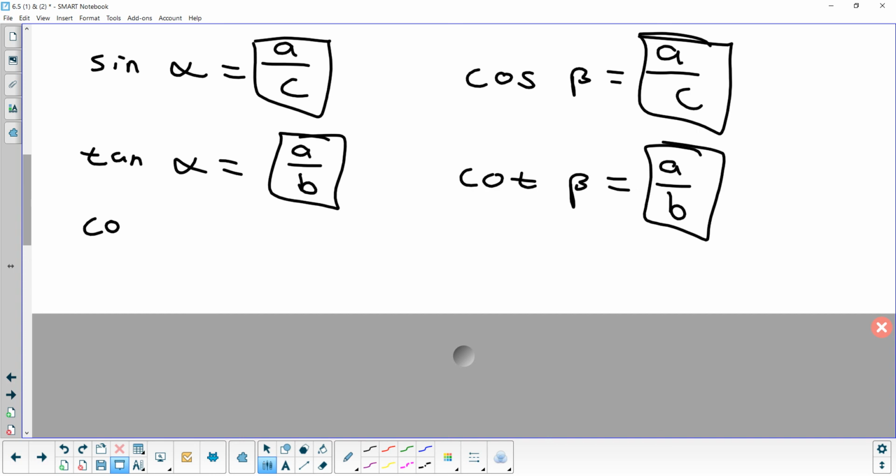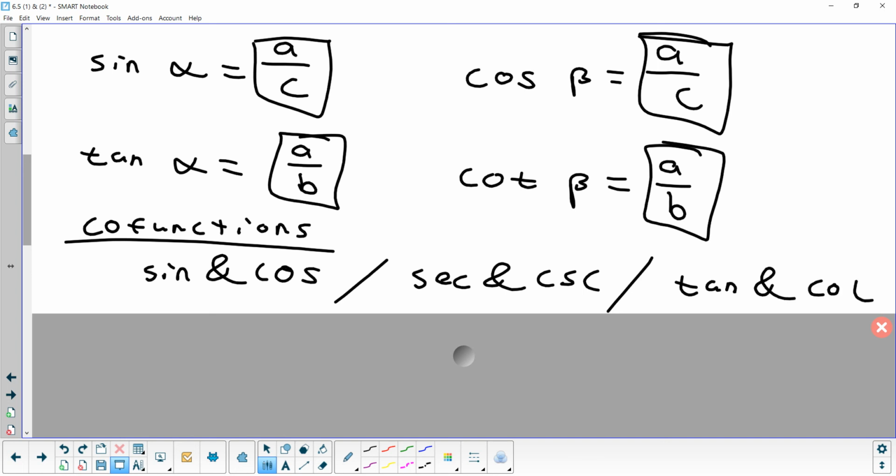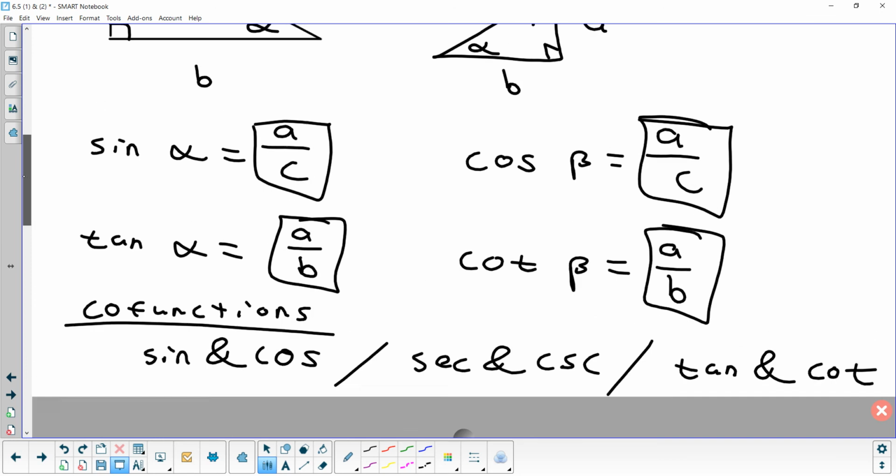So actually, let me write these down. So co-functions. There's three pairs of them. Sine, and put the word co in front of it. Cosine. The next pair is secant, and then put the word co in front of it. Cosecant. And then the last pair is tangent, and put the word co in front of it. Cotangent. Sine, cosine. Secant, cosecant. Tangent, cotangent. Those are the three pairs of what we call co-functions.